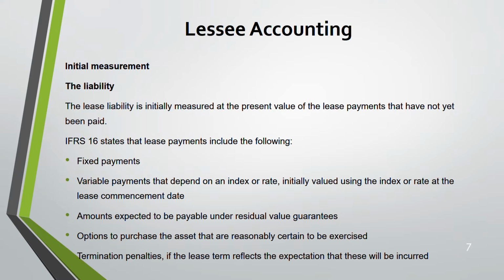Next, the last type of payment is termination payment. Any termination payments are also included in lease payment. That means you have to add all these 5. Okay, if the lease term reflects the expectation that this will be incurred, if in the lease term they say that they're expecting a certain situation might come where the lease might be terminated, so that termination penalty needs to be paid if any one party is terminating the contract.